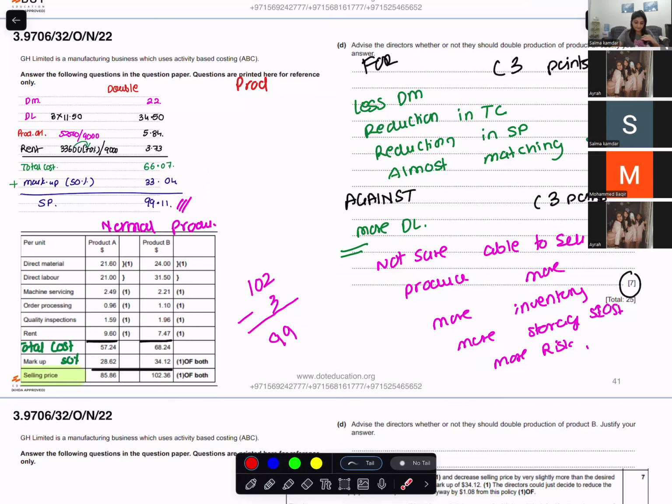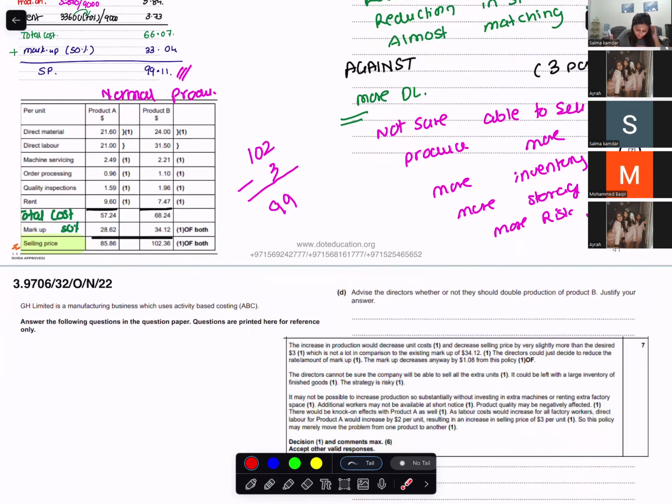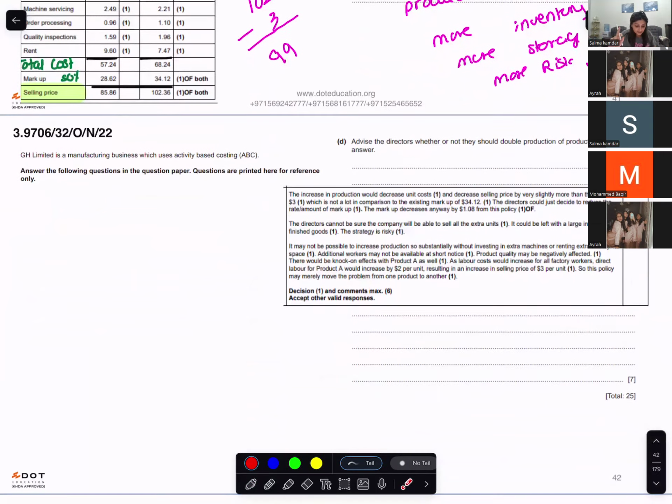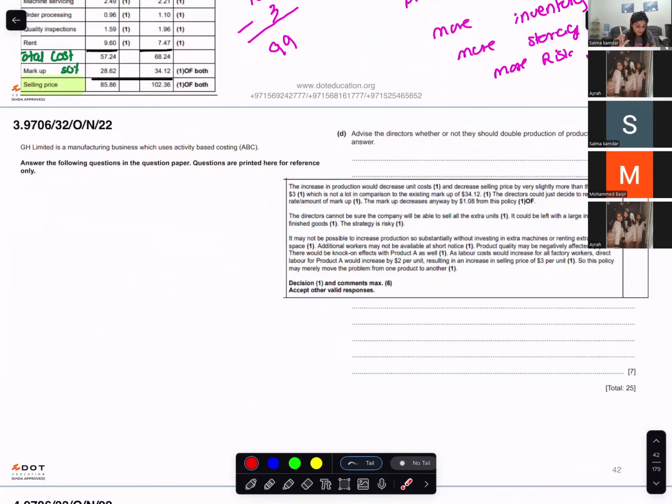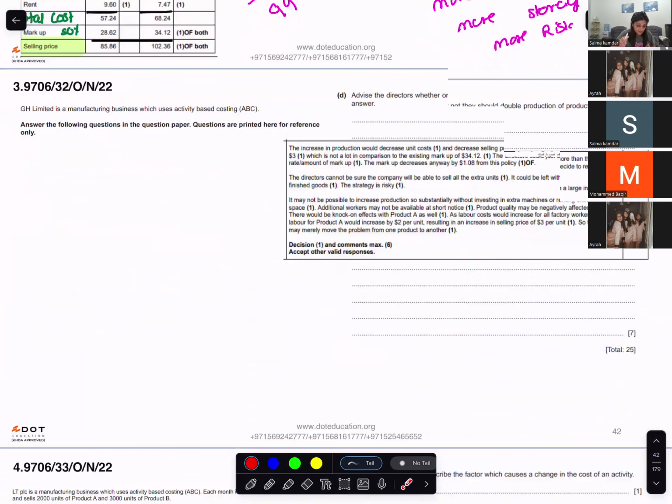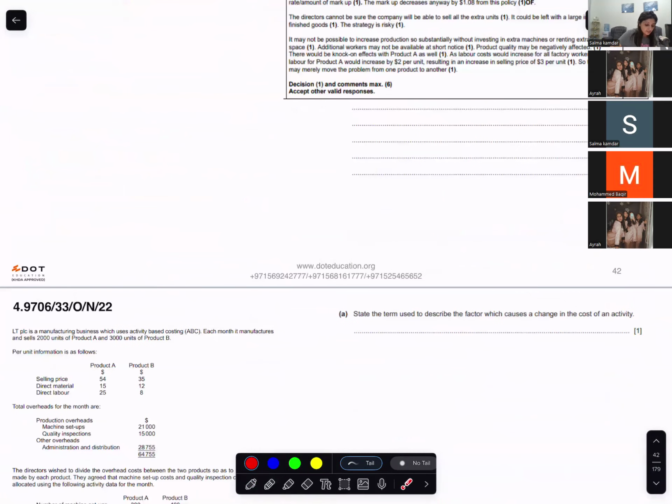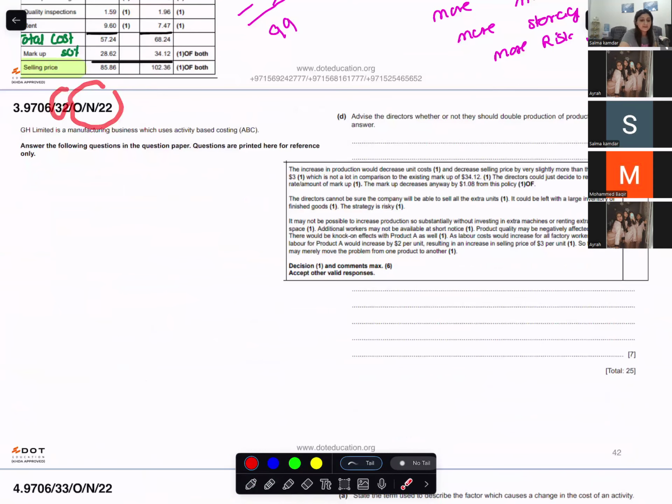Advice will not be more than 1 mark, okay? So the decision should be small. With this, we complete the October November 22 paper 32 question that is based on absorption costing.